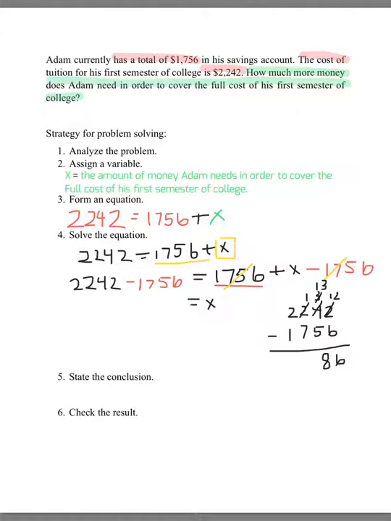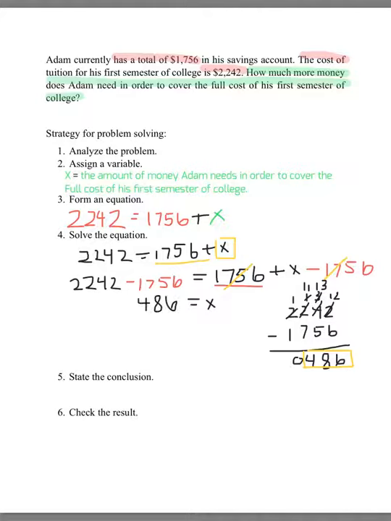Similarly, onto the third column from the right, we have a 1 minus a 7. That cannot be done. 1 is less than 7. So we borrow yet again. The 2 becomes a 1. Our 1 becomes an 11. So we have 11 minus 7, which is 4. And then we have 1 minus 1, which is 0. So our final solution becomes 486.